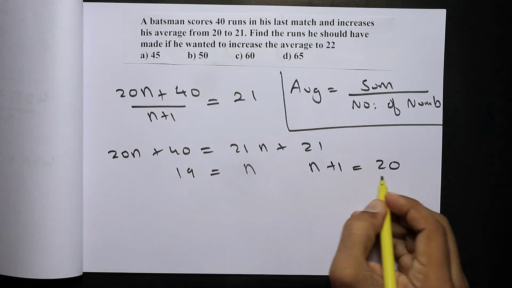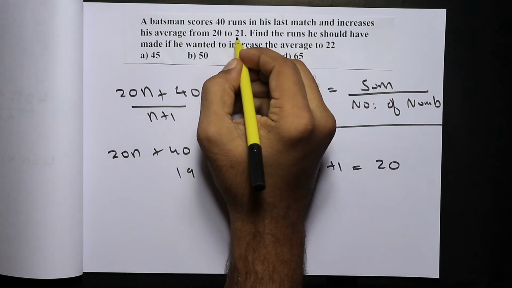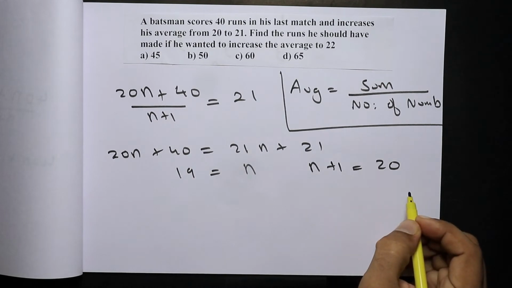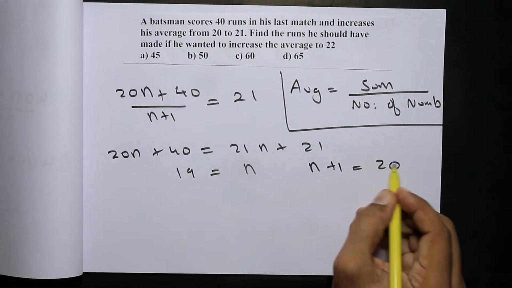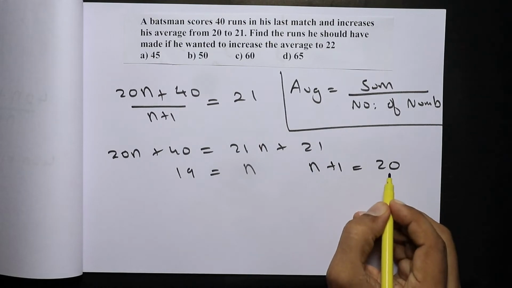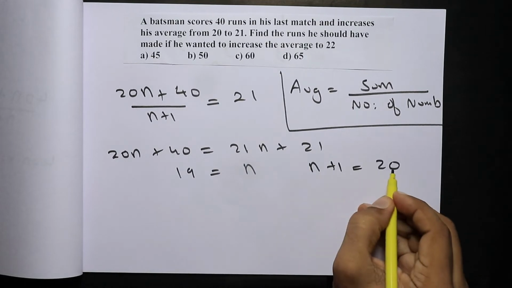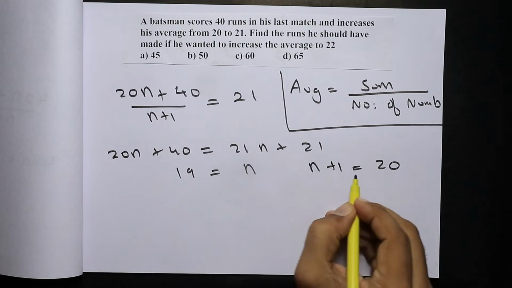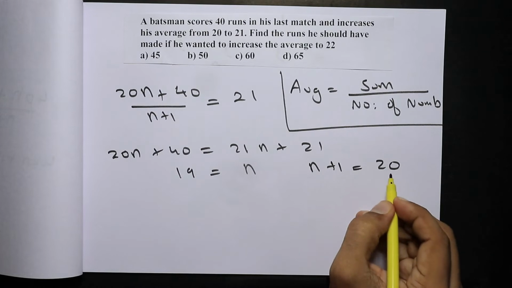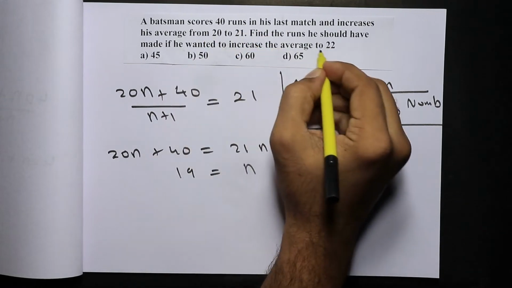Now how much should he have scored to increase his average to 22? From 21 to 22, you need to increase the average by 1. So there are 20 matches, or 20 numbers. How can you increase their average by 1? All the 20 numbers should be individually increased by 1, or any one number should be increased by 1 times the number of numbers. 1 times 20 is 20. So he should have scored 20 more. Then their average will increase from 21 to 22.